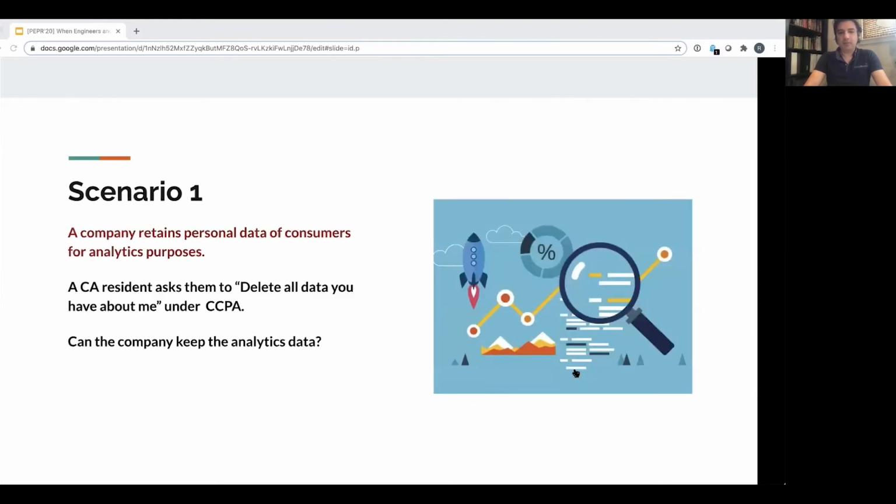Here's our first scenario. A company retains personal data of consumers for analytics purposes. A California resident asks them to delete all data you have about me under CCPA. Can the company keep the analytics data?